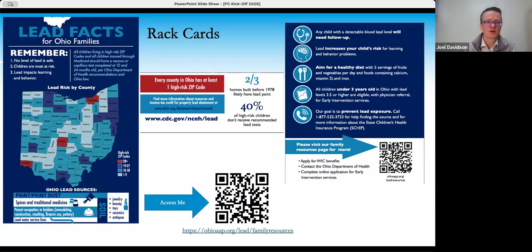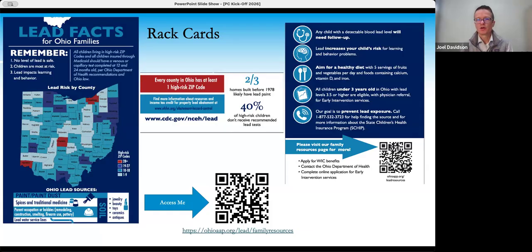And then at the bottom, we talk about paint and paint dust. Additional sources include spices and traditional medicines. Certain occupations like construction, smelting, firearm use, and pottery can be high risk employment areas or high risk hobbies. Lead lines is called out in the last line there. And water can be a source of exposure for families. If they're worried about it and their families are expressing that as a concern, we do recommend that they run the water first time in the day for 1 to 2 minutes, just to flush those lines out. And then after that, the water is safe.